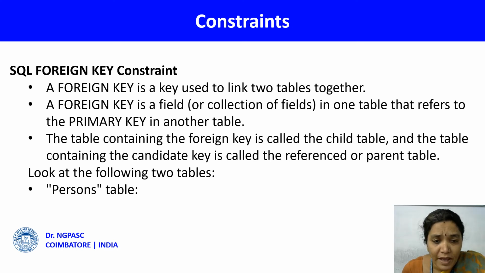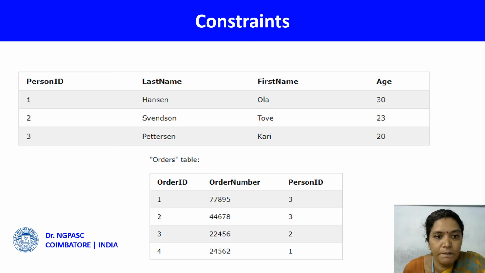So the table containing the foreign key is called the child table, and the table which holds the primary key, that is the candidate key, is called the parent table. So now you have two different tables, persons and orders. Now how are we going to add the primary key constraint and foreign key constraint, let me see.